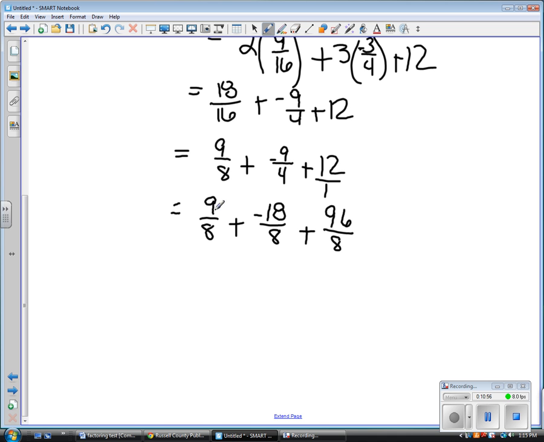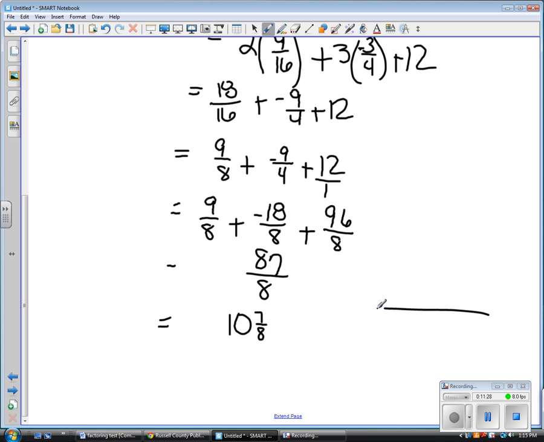Okay? Now, what is 9 plus negative 18? Negative 9. What is negative 9 plus 96? 87. 87/8. Now, if I think of this as a point, okay, that point is what? 10 and 7/8. Would you agree if I make that a mixed number?